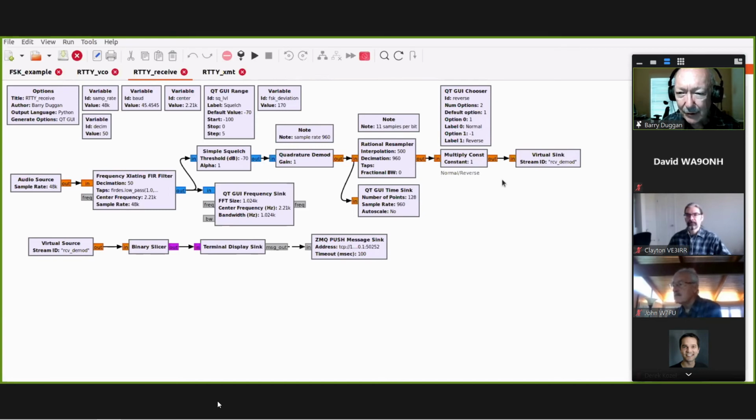Now the next step is, sometimes because of upper sideband, lower sideband conventions, whatever, mark and space are reversed. So this is a reverse switch in case they're running the other one. So run that down here, slicer. Now the terminal display sink is another embedded Python block where I was going to show you the code, but you can look at it on GitHub. Basically, it's a software UART.